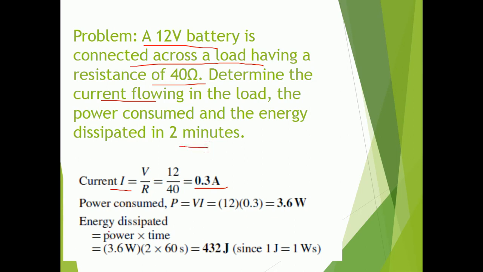So first of all, power is VI, which is 3.6 watt, and now the last portion is calculate energy dissipated. So the formula for energy is power into time. Time is 2 minutes, so first of all we need to convert it into seconds. 2 into 60 seconds multiplied by power, so it comes out to be 432 joules.